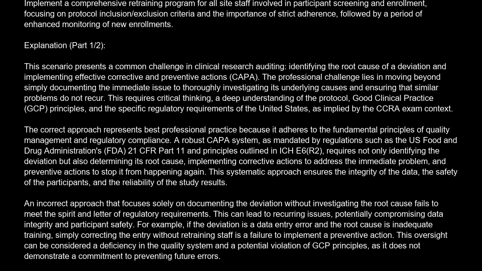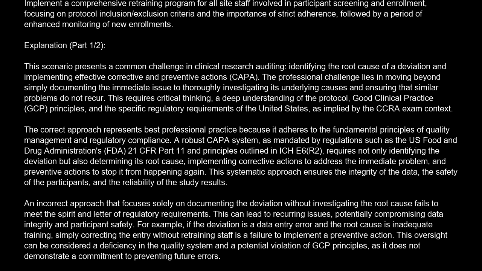Explanation. This scenario presents a common challenge in clinical research auditing: identifying the root cause of a deviation and implementing effective corrective and preventive actions, CAPA. The professional challenge lies in moving beyond simply documenting the immediate issue to thoroughly investigating its underlying causes and ensuring that similar problems do not recur. This requires critical thinking, a deep understanding of the protocol, good clinical practice, GCP principles, and the specific regulatory requirements of the United States, as implied by the CCRA exam context.